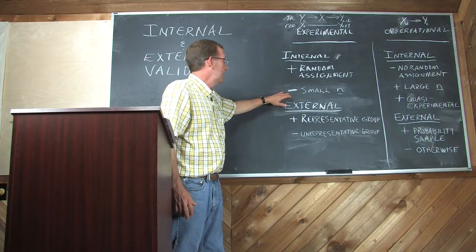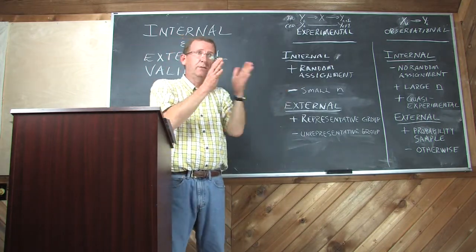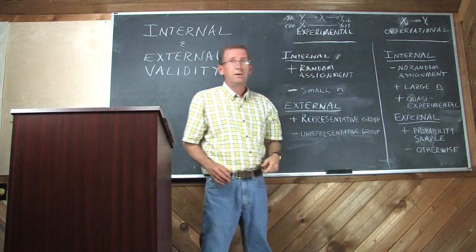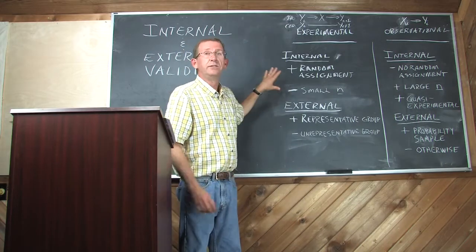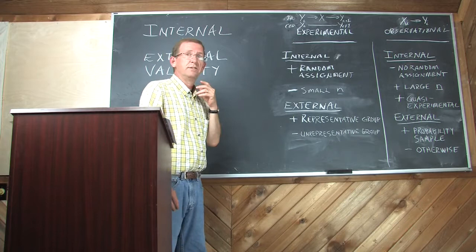Large N, a real large sample of people randomly divided into two groups, treatment and control, administer the X to one and not to the other. That's the gold standard for internal validity and the gold standard for causal inference, really more generally.